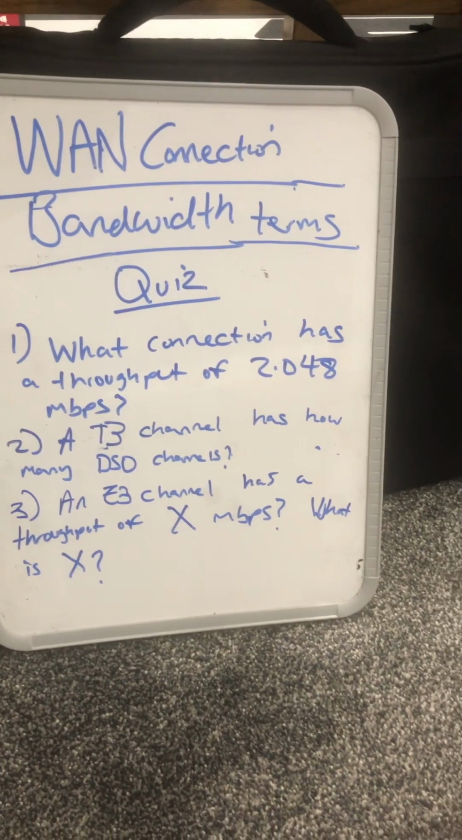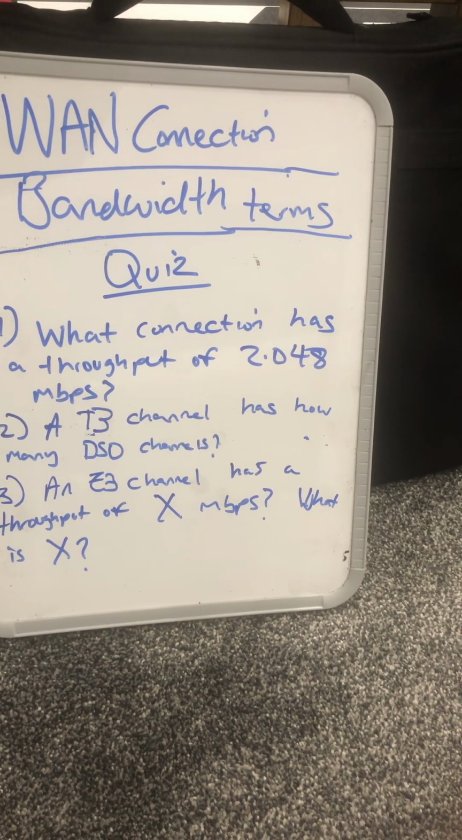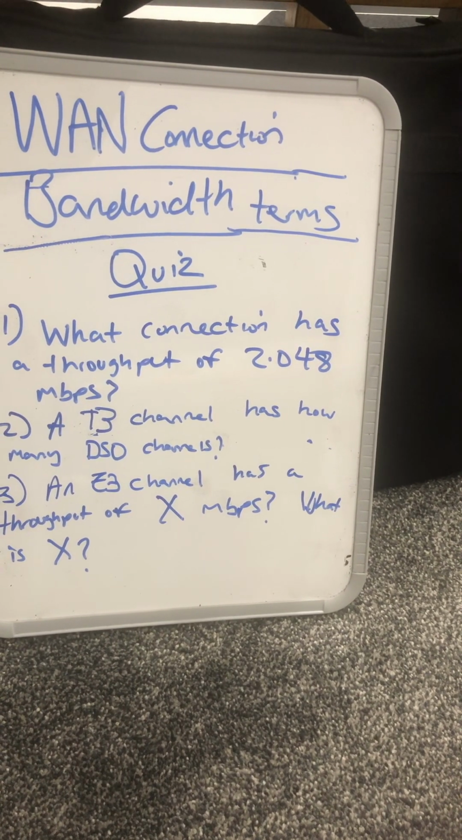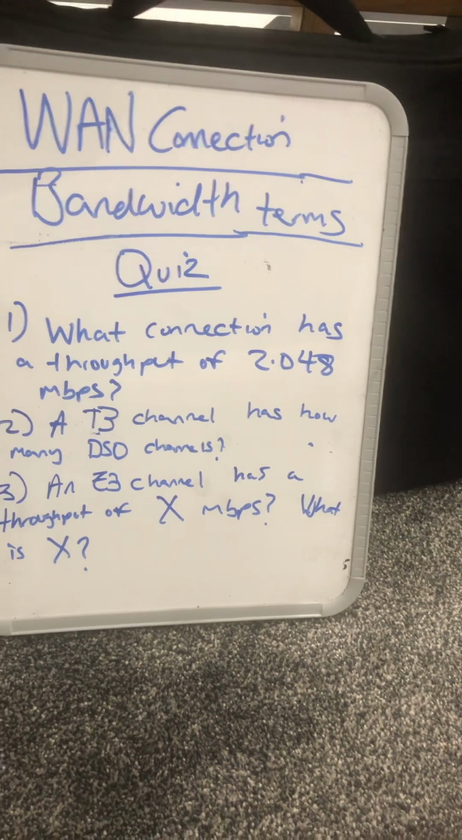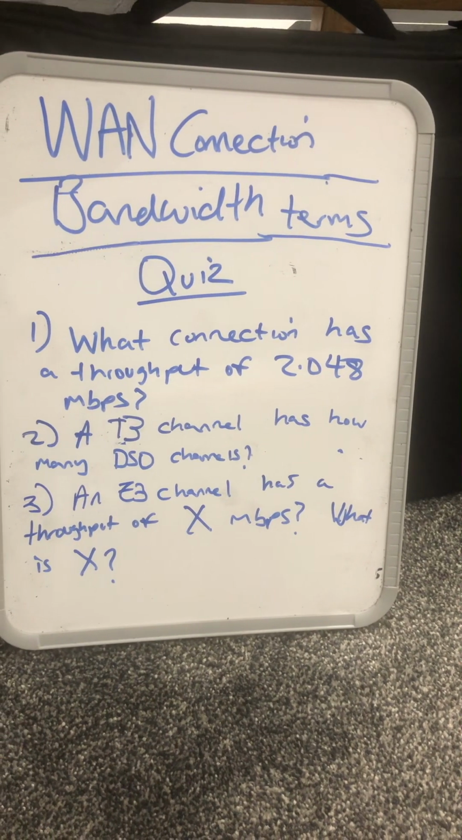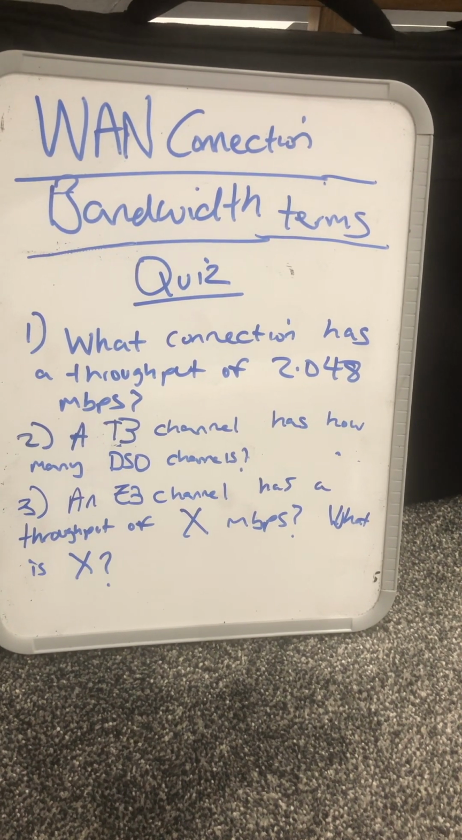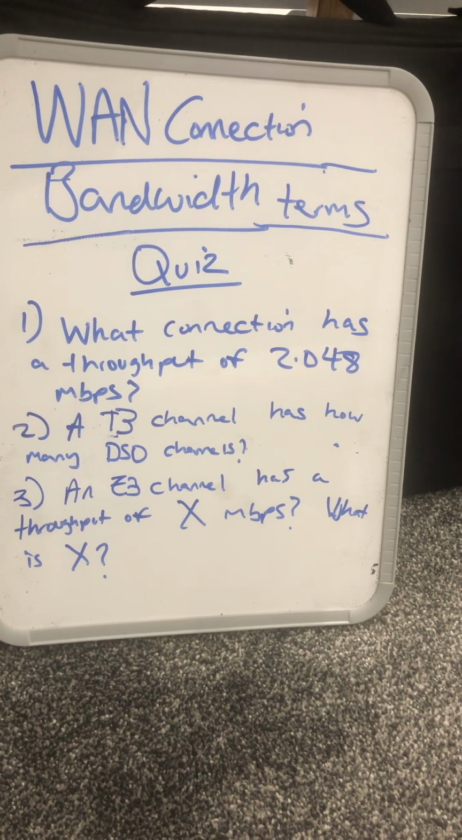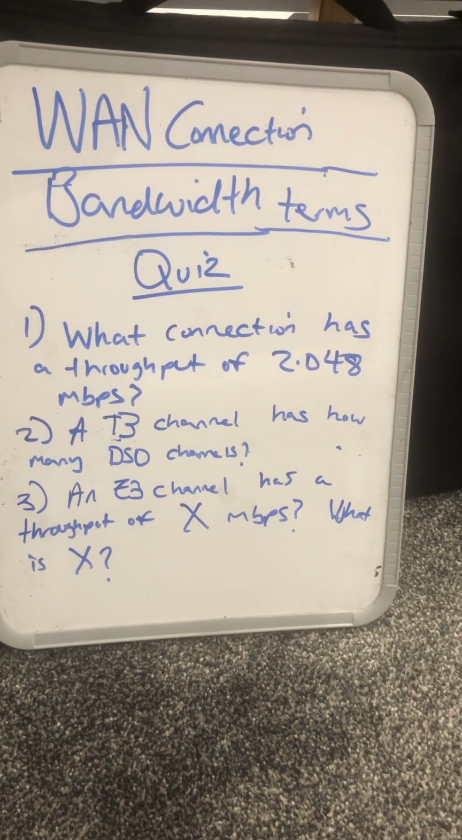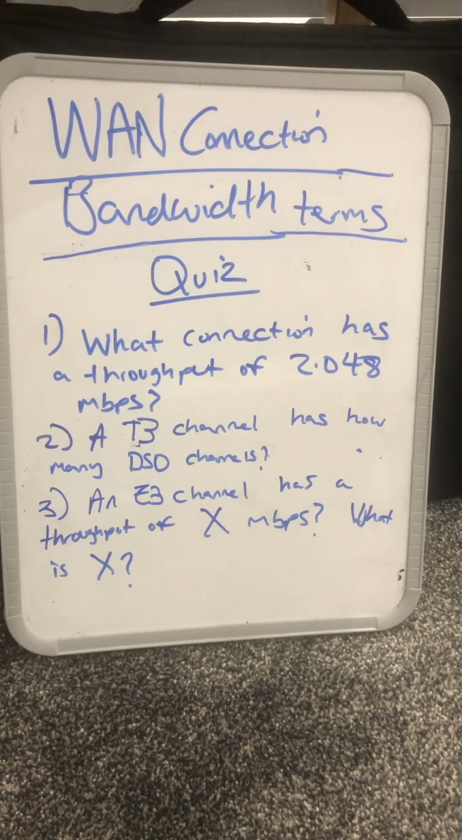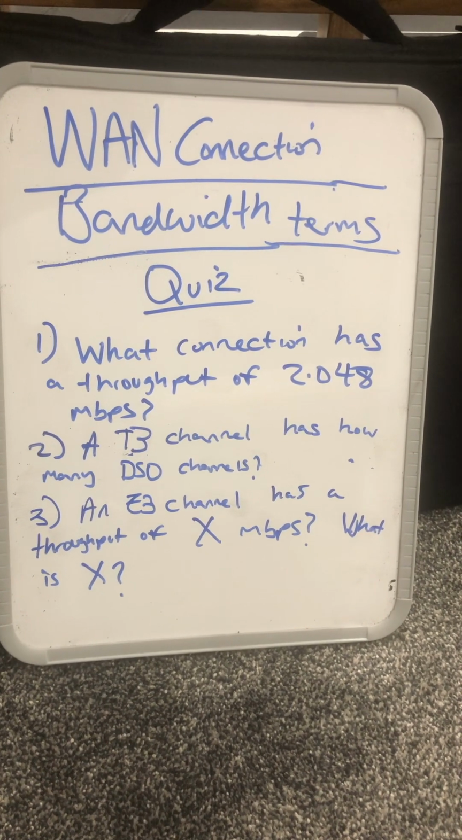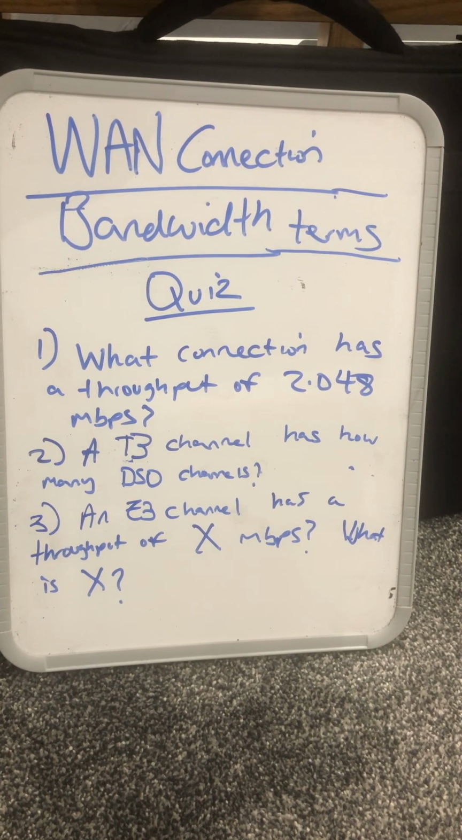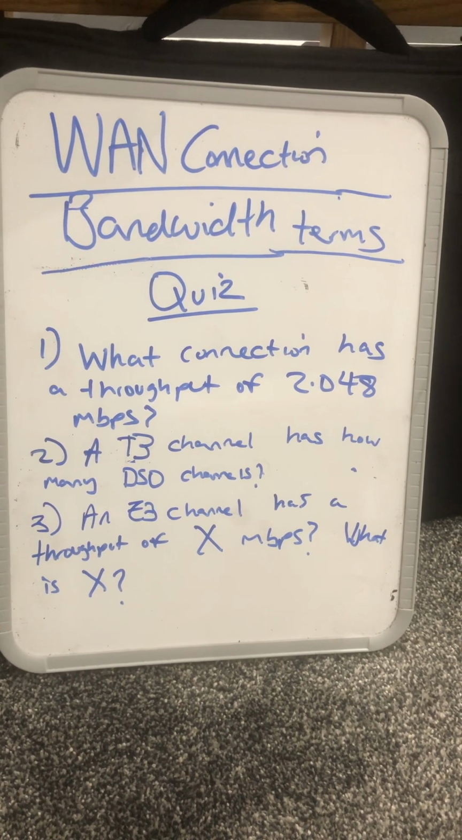Hi guys, this video is a quick quiz on the bandwidth terms for CCNA. So firstly, number one, what connection has a throughput of 2.048 megabits per second? Pause the video now and have a think. If you can answer it, that's great, and then click play again.